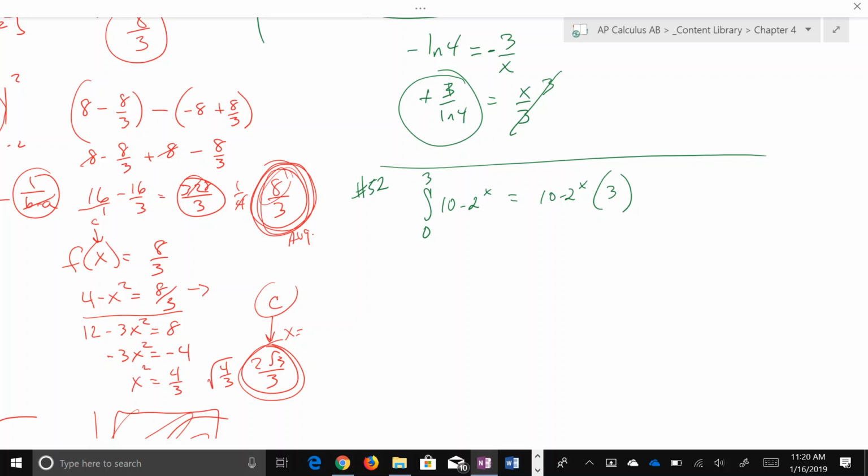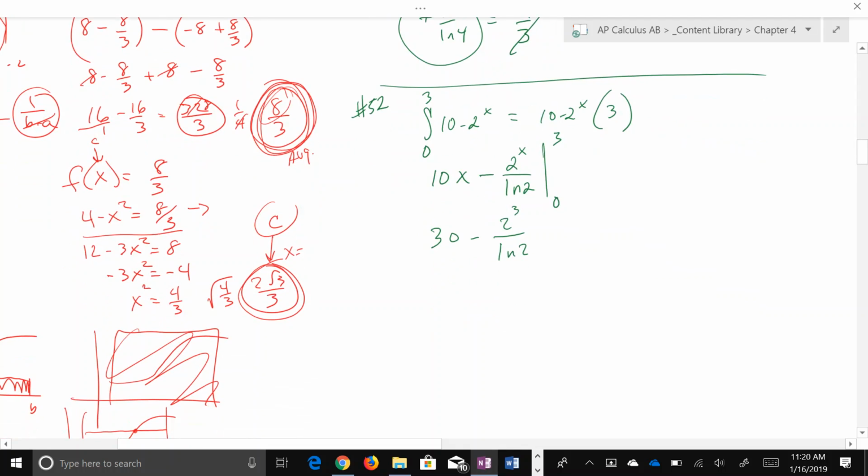Okay. All right, so let's integrate this. We get 10x minus, and what's the integral of 2 to the x? It's ln of a. No, it's a to the u over ln of a. Okay, so a to the u over ln of a. Okay? Yeah, I got that. I know how far we move. All right, so we get 30 minus 2 cubed over ln of 2.